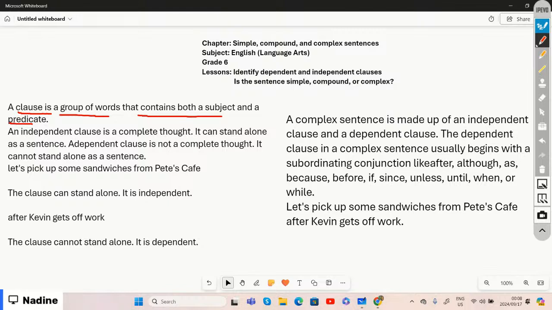And when it comes to our clauses, we have independent clauses and we also have dependent clauses. An independent clause basically is a complete thought. And when we say it is a complete thought, it means that it has both a subject and a predicate. It tells us who or what we are talking about and the action that that person or thing is doing.